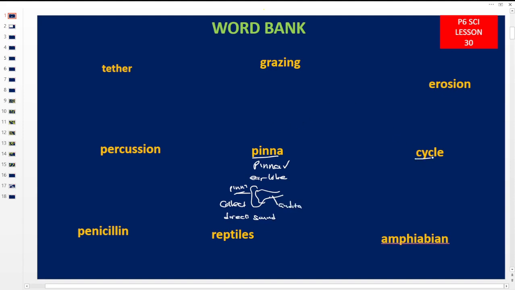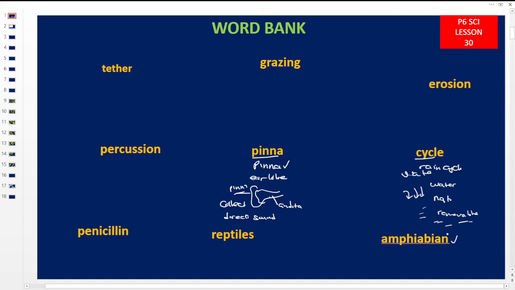Our other word is cycle. This one can be a rain cycle or a water cycle. This is the process through which water is replaced into the atmosphere. Remember, we said water is a natural resource and a renewable resource, so it can be replaced naturally when it is getting used up, through what we call a water cycle.